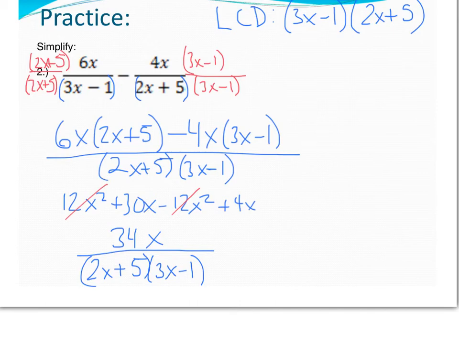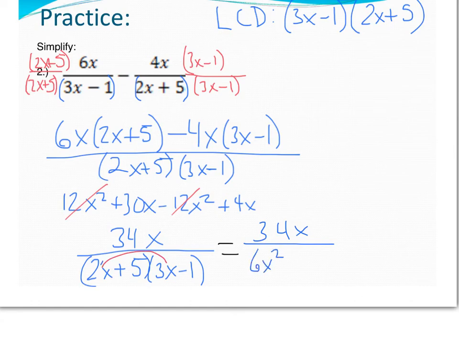I'm basically done here, except here's one added step. We need to FOIL the denominator back together. We shouldn't leave parentheses in our answer. We want to FOIL that back together. So I'm going to have 34x in the numerator. In my denominator, I need to FOIL it back together. So I'm going to have 2x times 3x. That gives me 6x squared.